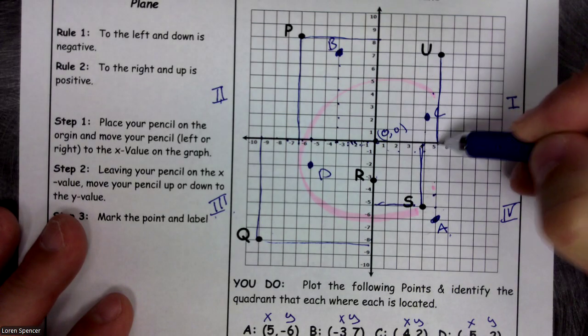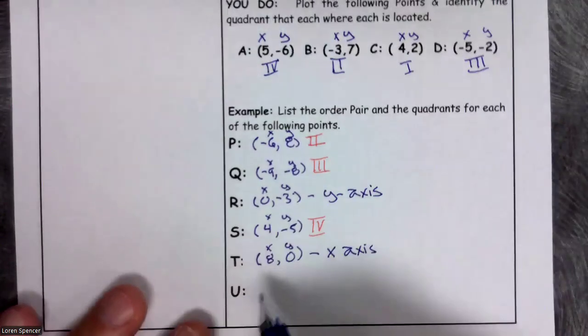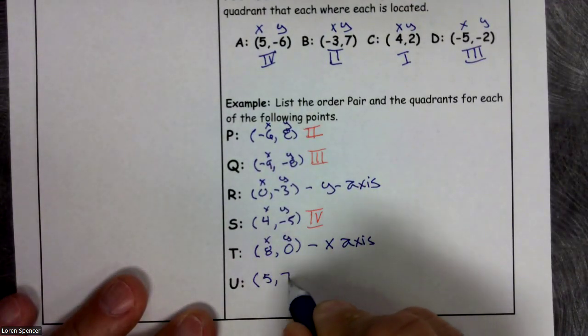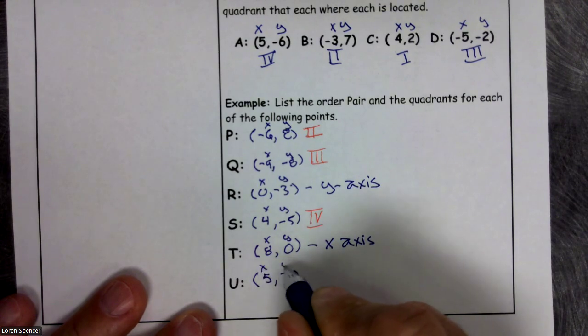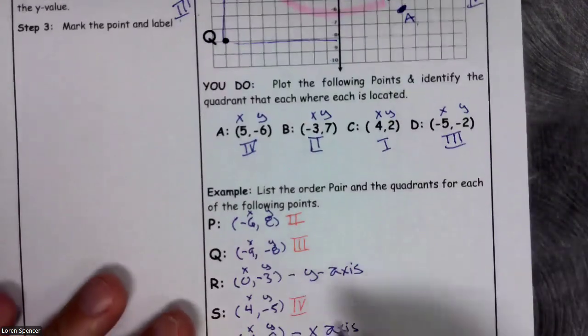And finally, we're actually to the last point. I go, oh, the X direction is 5, the Y direction is 7. So (5, 7), because X comes before Y in the alphabet. And we're in quadrant 1.